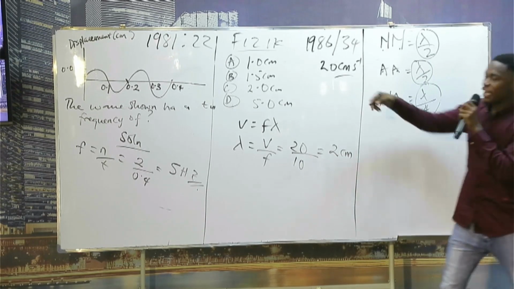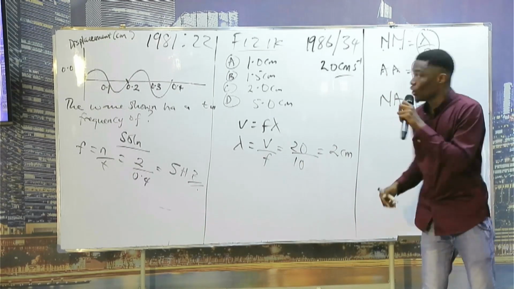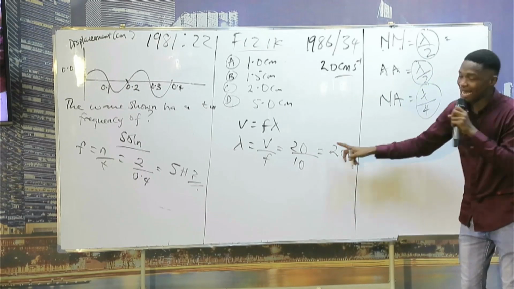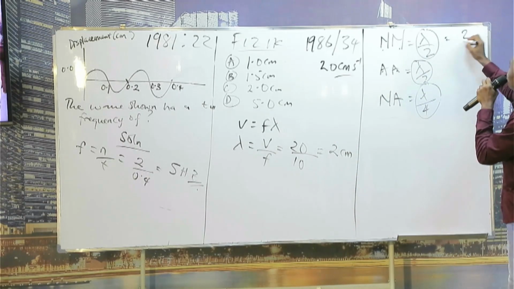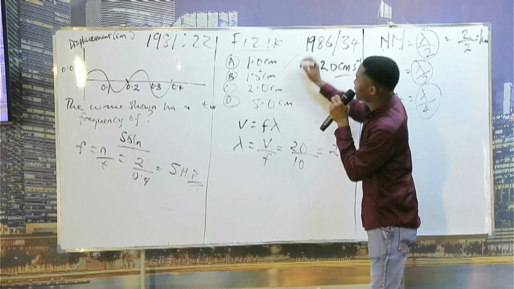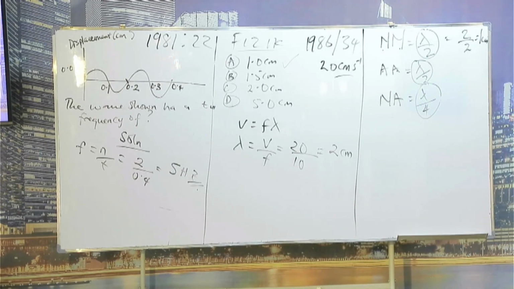So in that question, I say distance between adjacent nodes, which is node to node, lambda over 2. Can you find what lambda is? 2. So 2 over 2 is 1 cm. And the answer is option what now? A. Do we understand? Good.